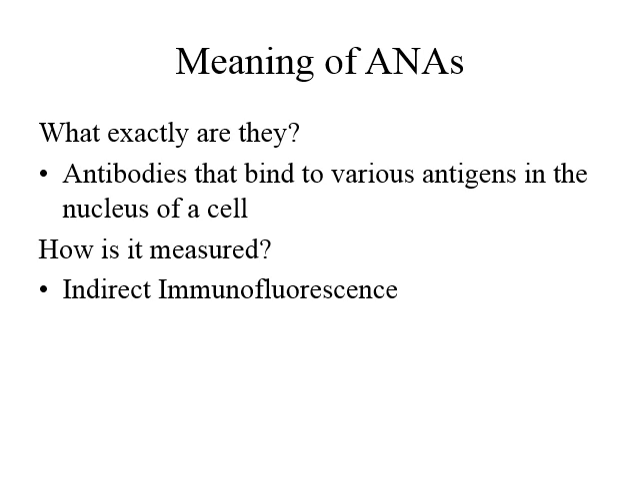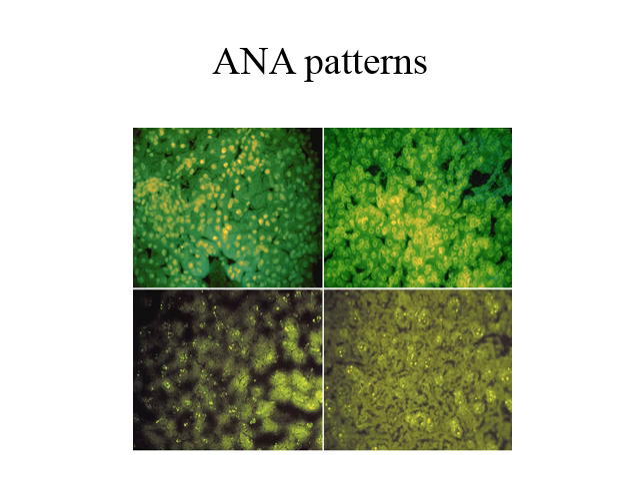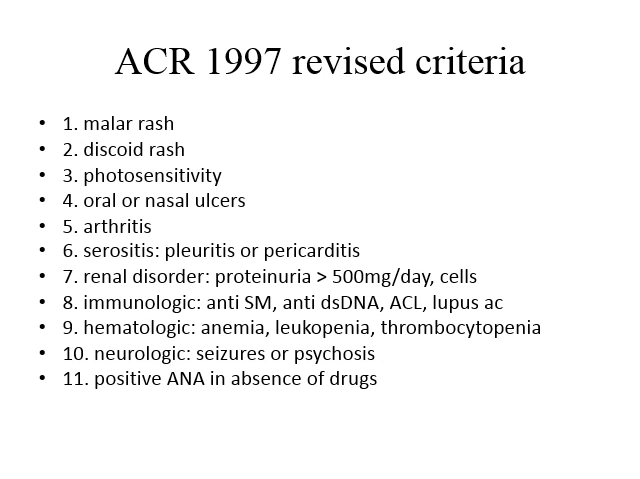Now what are anti-nuclear antibodies? Antibodies that bind to various antigens in the nucleus of a cell. And how is it measured? Indirect immunofluorescence. Now you see the immunofluorescent patterns, the different patterns of ANA. Now the different types of clinical criteria. First is malar rash.